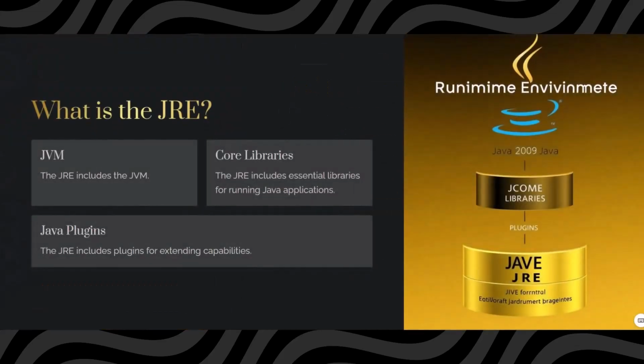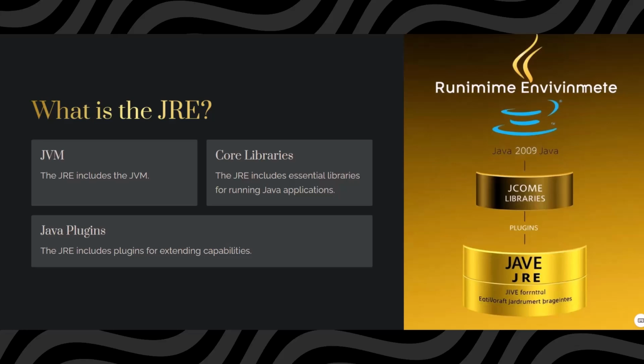Next, we have the Java Runtime Environment, that is JRE. The JRE is a software package that includes the JVM along with essential libraries and components required to run Java. It's perfect for users who just want to run Java programs without diving into development.